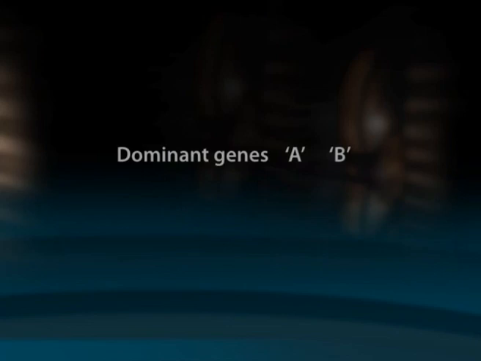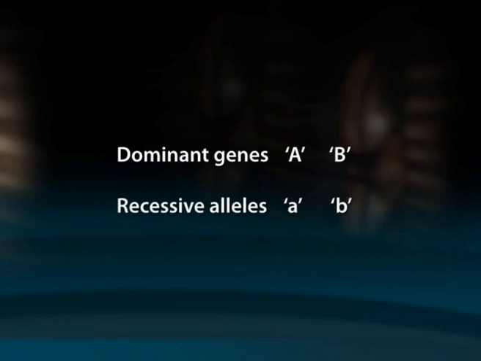For instance, in man, normal hearing is due to two dominant genes, capital A and capital B. But the recessive alleles small a and small b of the two dominant alleles are epistatic when they are homozygous. The paired recessive allele of one dominant gene masks the expression of the other dominant gene.